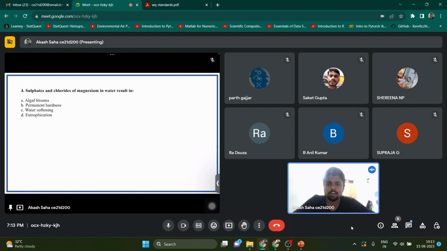Sulfates and chlorides of magnesium in water will result in: A. Algal blooms, B. Permanent hardness, C. Eutrophication, or D. Water softening. So if my water contains magnesium sulfate or magnesium chloride, which of the following is likely to happen? Permanent hardness. Okay. Anyone else?